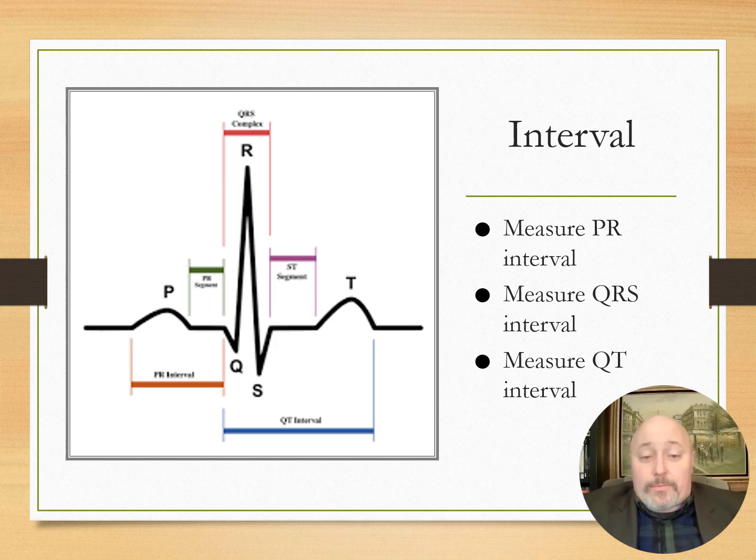Next, we want to identify and measure each interval, beginning with the PR interval, represented by that orange block there at the bottom left. The PR interval is measured from the beginning of the P wave to the beginning of the Q wave. The QRS complex is represented by that pink block at the top, and it's measured from the start of the Q wave to the end of the S wave. And finally, the QT interval, which is measured from the beginning of the Q wave to the end of the T wave and represented by that blue block on the bottom right.